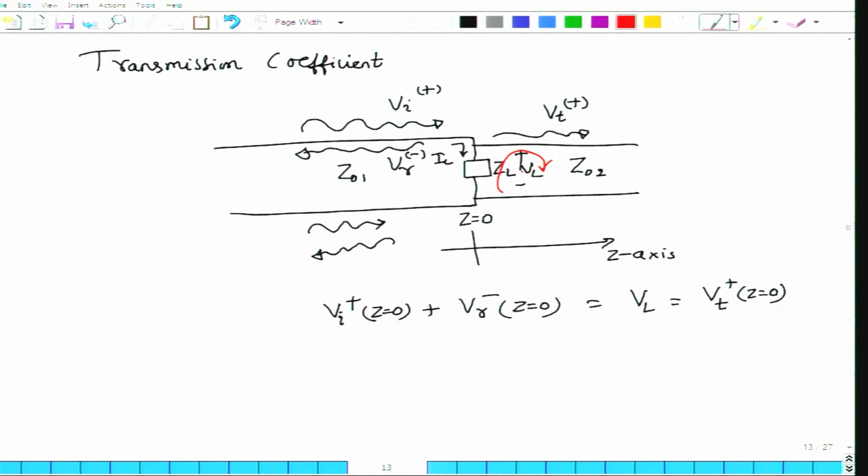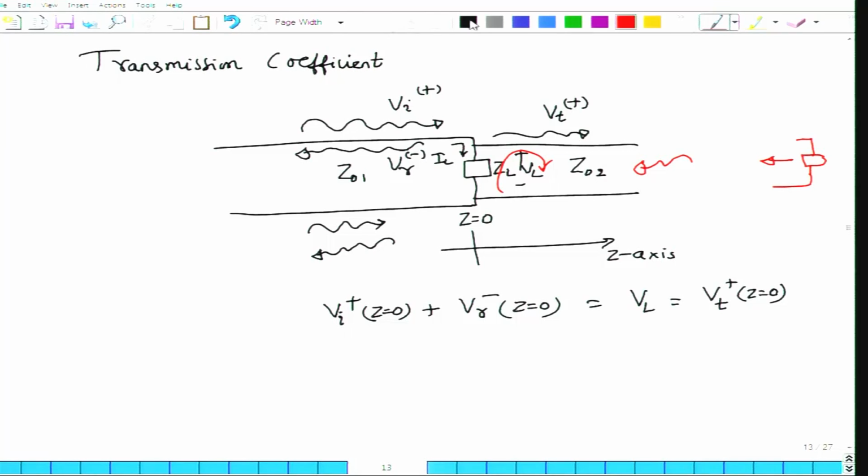So, if you approach this load from the right hand side, that voltage will be Vt plus at z equal to 0, and that would be equal to the voltage on the load. Clearly, there is no reflection here because the load we have kept is at infinity, and it would take almost an infinite time to come back, okay.